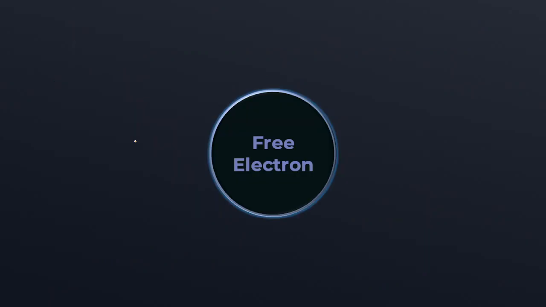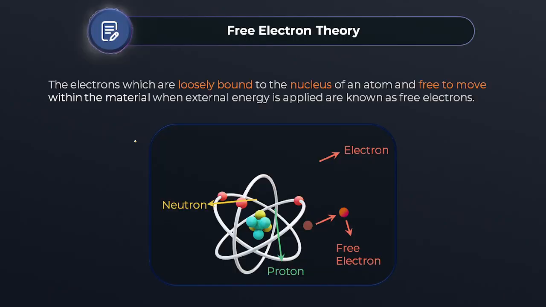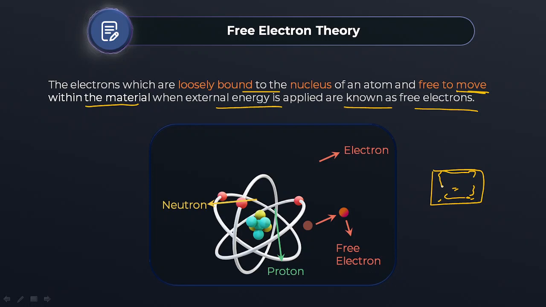Next is the free electron. We all know that a conductor has a lot of free electrons. So what are free electrons? The electrons which are loosely bound to the nucleus of an atom and free to move within the material when external energy is applied are known as free electrons. So when a conductor has free electrons, they can move throughout the surface or throughout the material. If we apply some external energy, they can move out also. Since they are loosely bound, we call them free electrons. They are free to move throughout the material. Simple, clear?